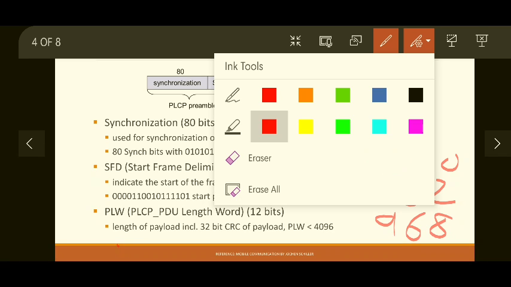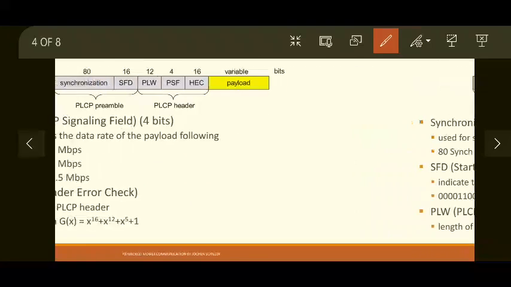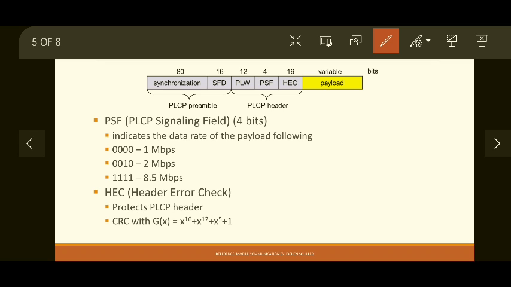Then the next field is PSF. Let's see what PSF is. PSF indicates the PLCP signaling field. It is only 4 bits, so it has a fixed defined meaning. It indicates the data rate of the payload. We have seen different data rates are supported: 1 Mbps is mandatory, 2 Mbps is optional.